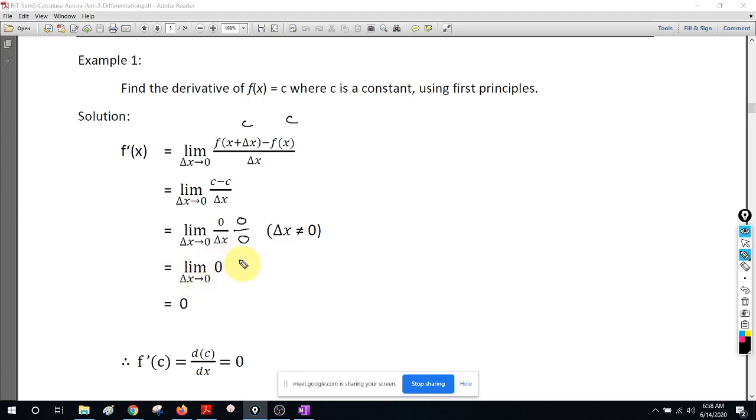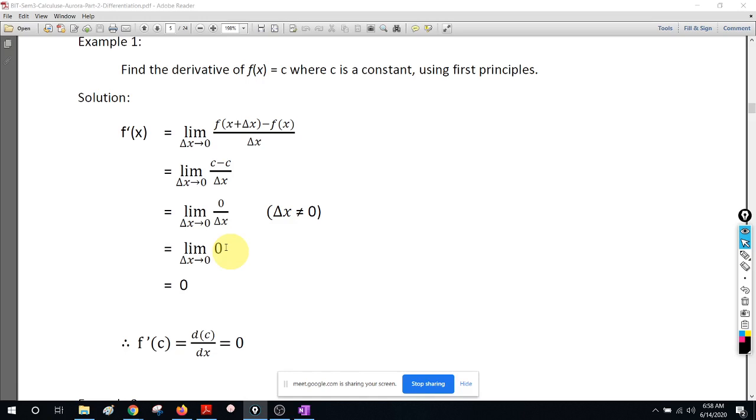Of course, when it is 0, it doesn't matter what delta x reaches, it is going to be 0. So the answer is 0, right? At first it might look a little bit weird, but this is a 100% logical scenario. So what we got is 0. When you do the next example, you will get more and more familiar with this concept of limit.